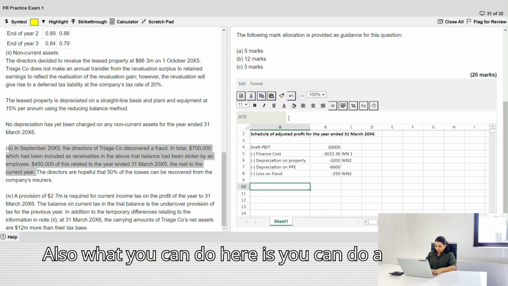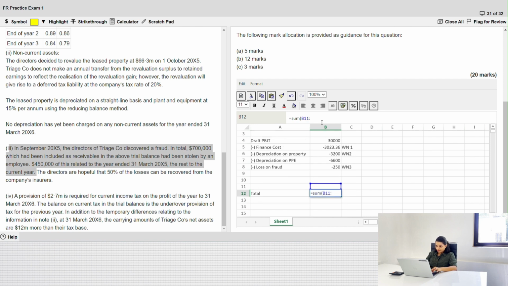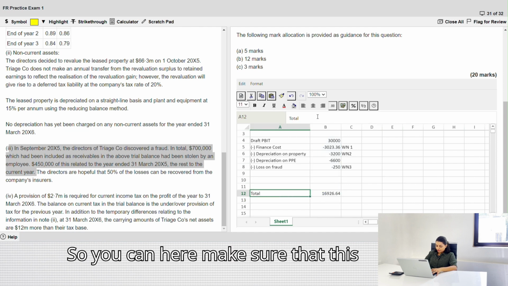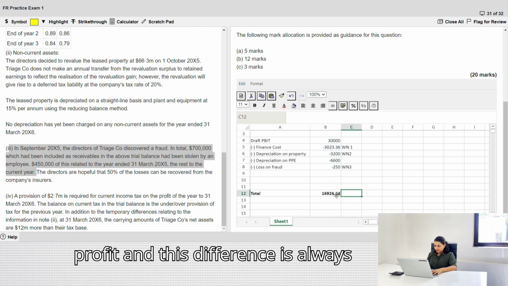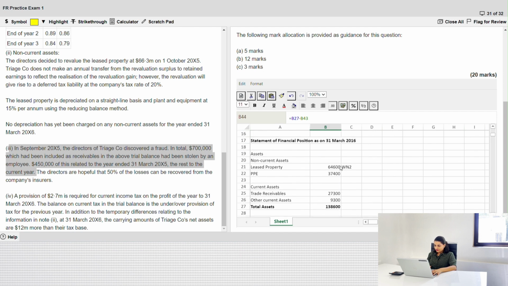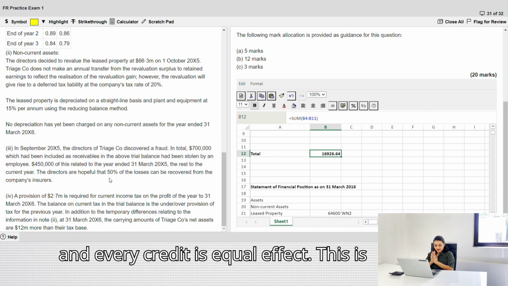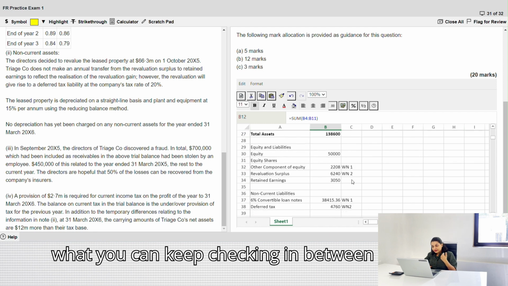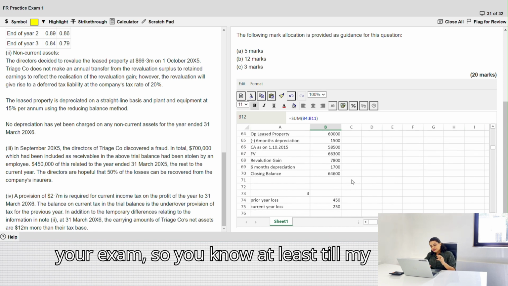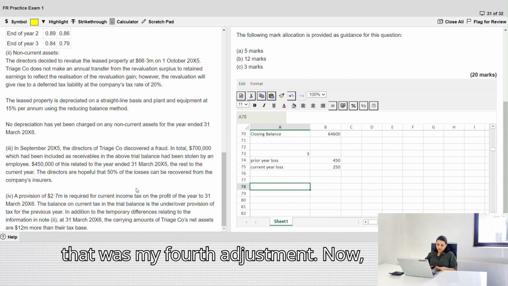Also what you can do here is you can do a total here. So you can make sure that this profit and this difference is always tallying. See, 16,926, 16,926. So that means so far our adjustments are going right. Every debit and every credit has equal effect. This is what you can keep checking in between your exam. So you know, at least till my third adjustment everything is correct. If something is going wrong, then that was my fourth adjustment.